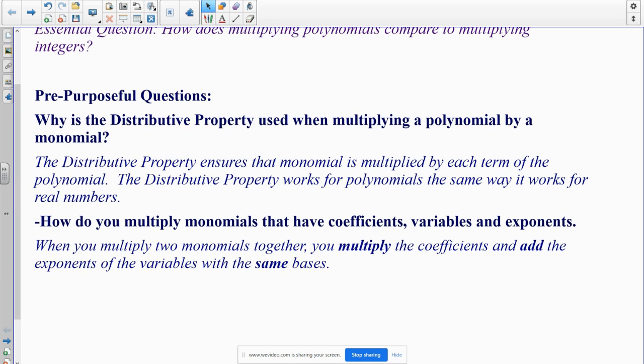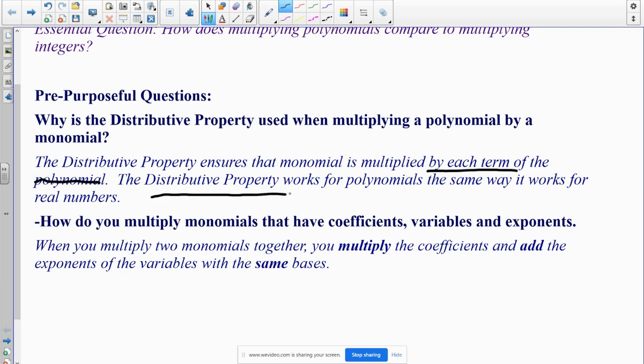Distributive property should be nothing new. And so the question is, why is it used? It's because when you multiply that monomial times a polynomial, the distributive property ensures that the monomial is multiplied by each term of the polynomial. So again, it's by each term of that polynomial. If it's a monomial times a trinomial, that monomial on the outside with the distributive property will be multiplied times the trinomial 3 times.